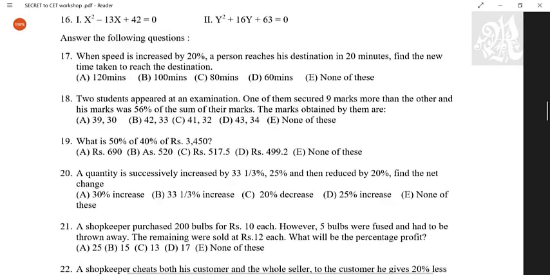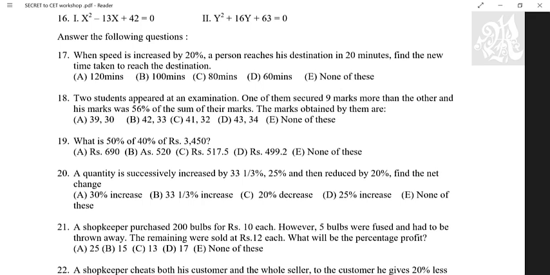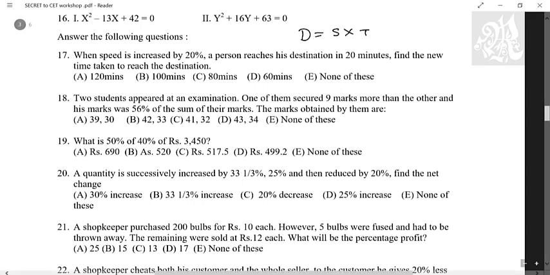Alright, have a look at the 17th one. Speed increased by 20%. Now I'm sure all of you are aware, I need not go through the basics because this is not a time where I teach you the basics. Speed increased by 20%. Person reaches his destination 20 minutes early. Okay, I just mistyped the question.